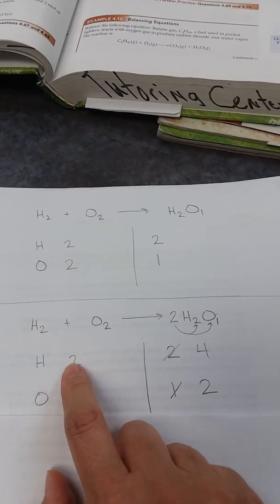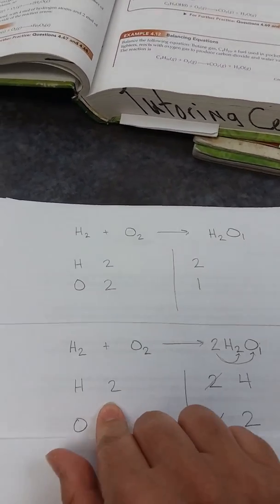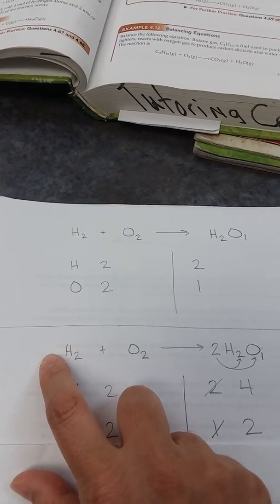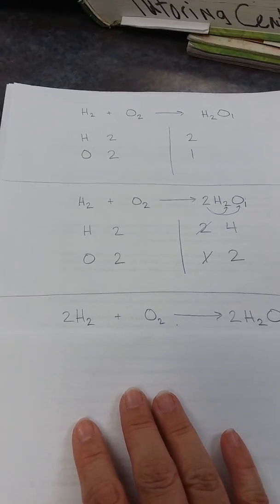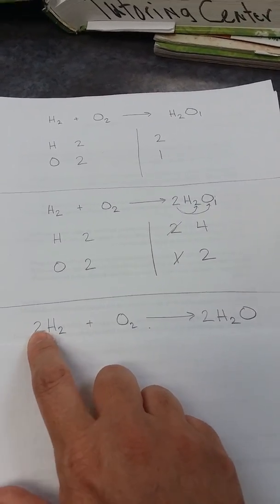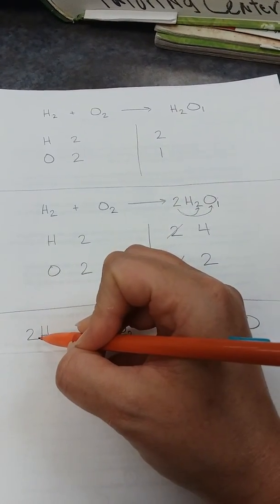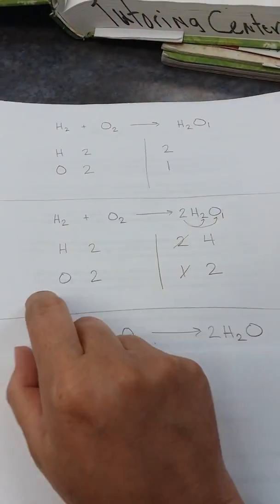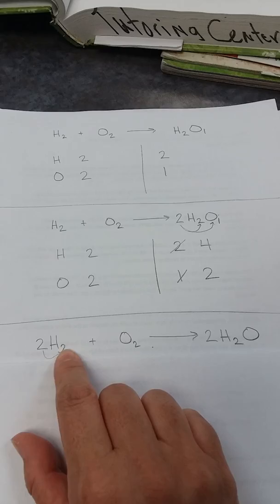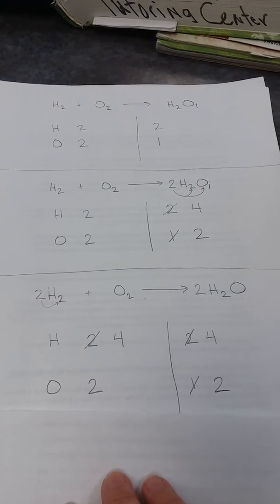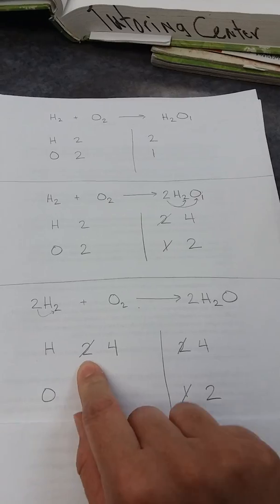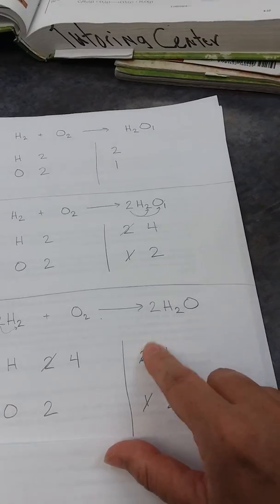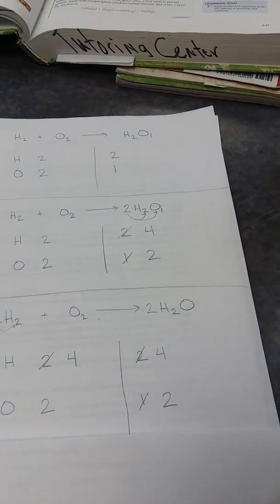Okay, so now I need to make sure that there's 4 hydrogens on this side, the reactant side, so I'm going to put a 2 here, and that's what I do here in the next step. So I put a 2 here, and then I forgot to draw my little arrow. So 2 times 2 is 4 hydrogens. So the 2 hydrogens I had on the reactant side became 4. Oxygen stayed the same, and then this is from what I did in the previous step.